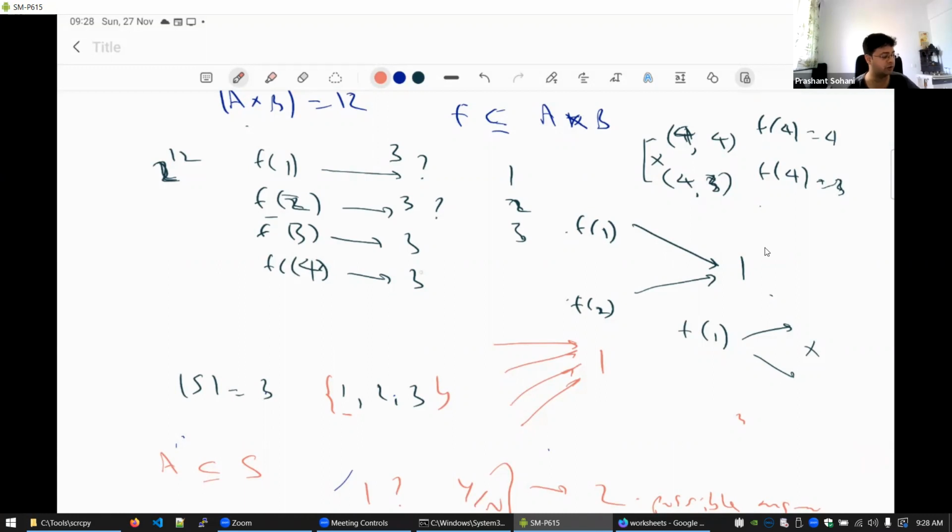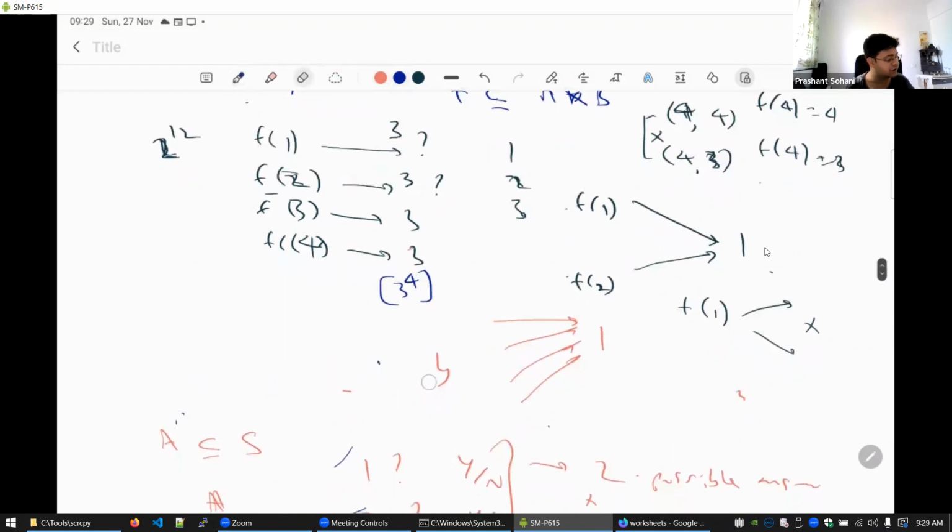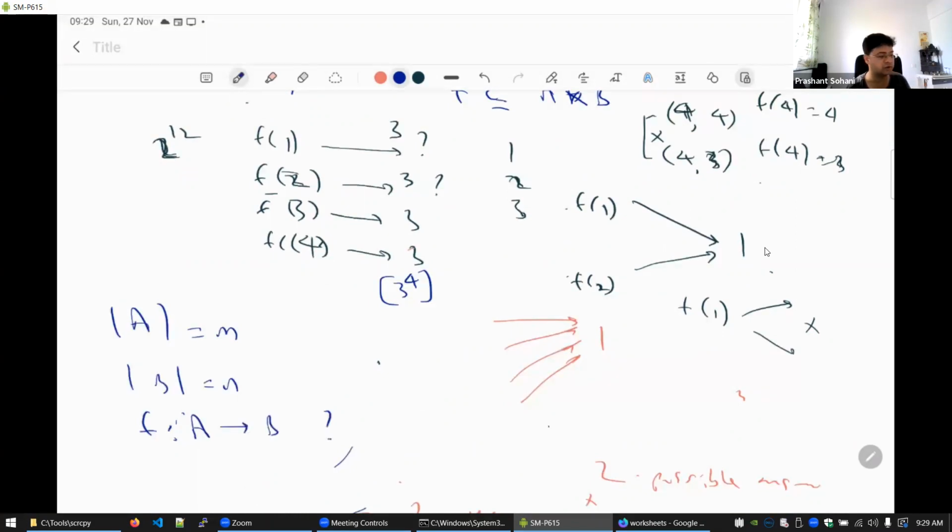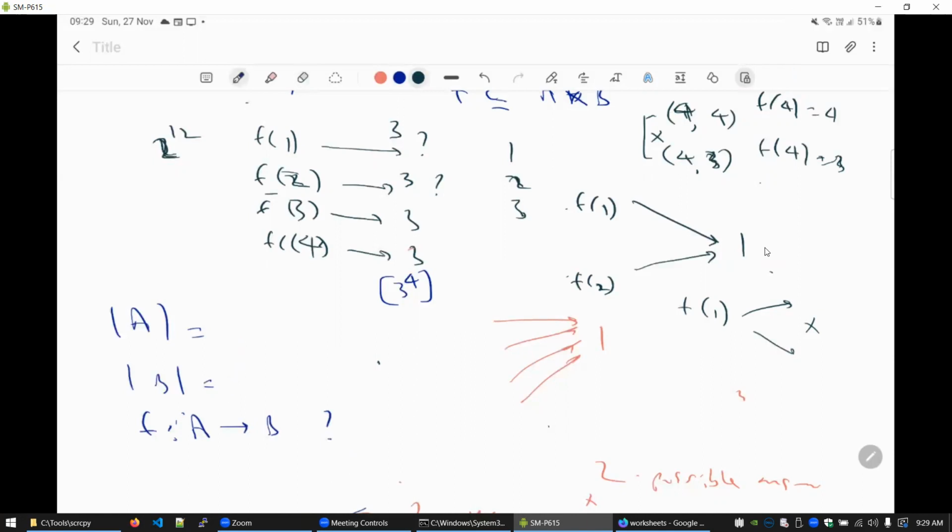Okay, so how many total functions will we be able to form this way? Three to the power 4, right? Now just generalizing this to any two sets with sizes m and n: let's say set A has m elements, set B has n elements, and we are looking for functions which go from A to B. How many such functions can we form? N to the power m.